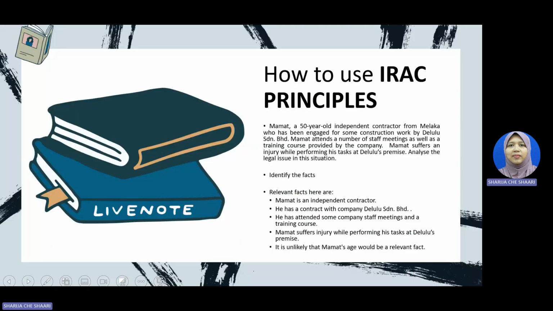So how to use IRAC principles? Okay, I showed you in the form of problem based. Okay, I show you how so that it will be easier for you to understand.